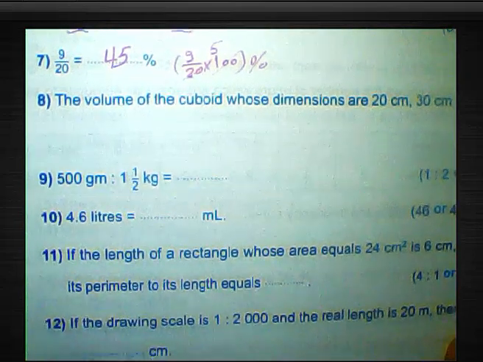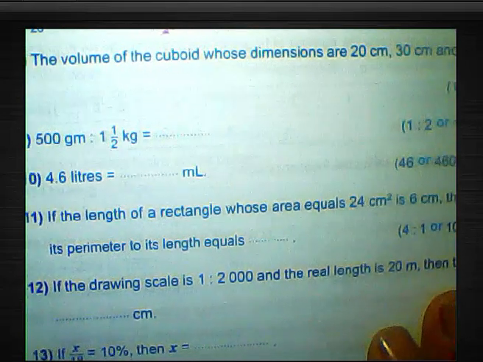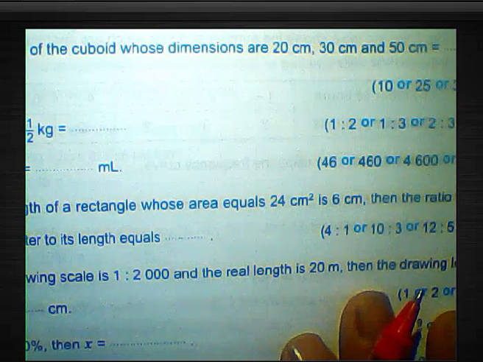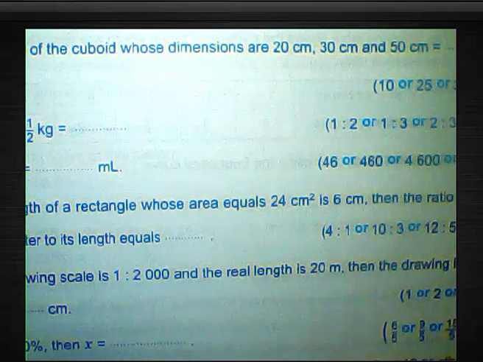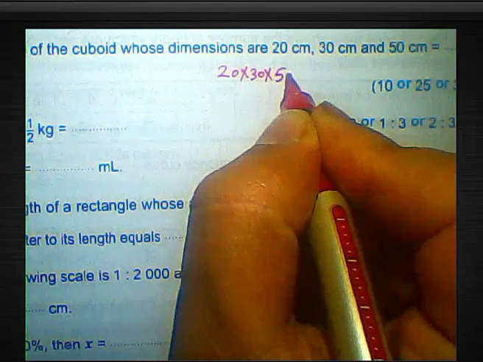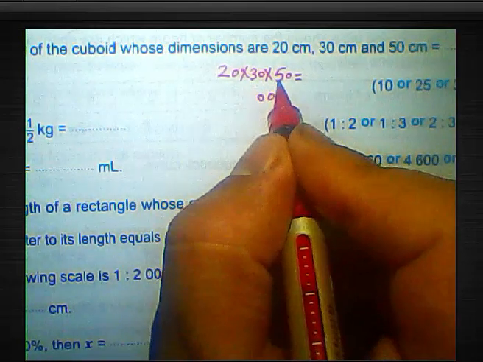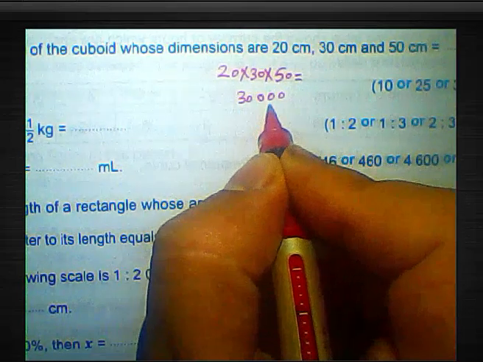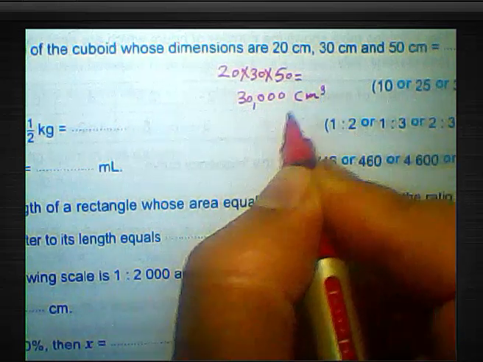Question number 8. The volume of the cuboid whose dimension 20 centimeter, 30 centimeter, and 50 centimeter equal. You want to find the volume. The volume equal length times width times height. 20 multiply by 30 multiply by 50. We can write 30 here. 2 times 3 equals 6. 6 times 5 equal 30. The result will be 30,000 cubic centimeter.